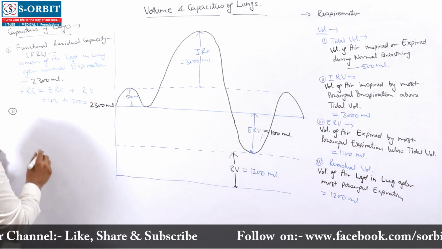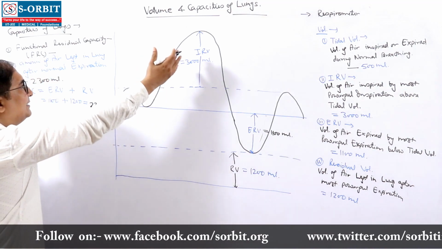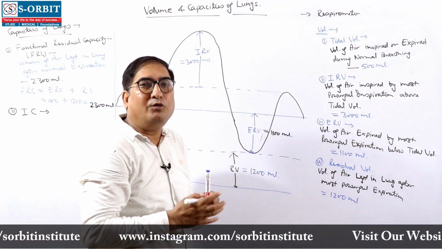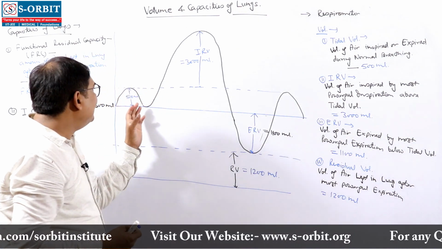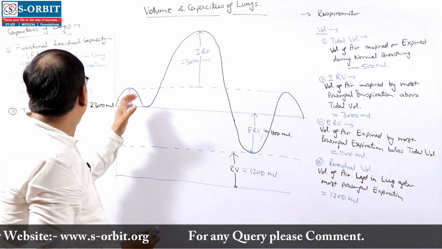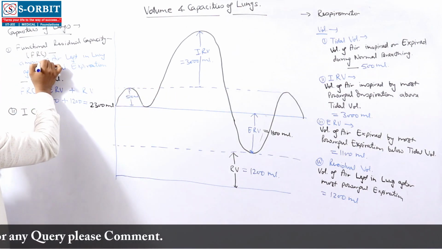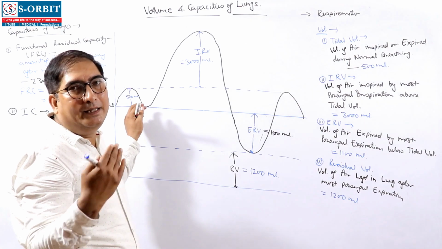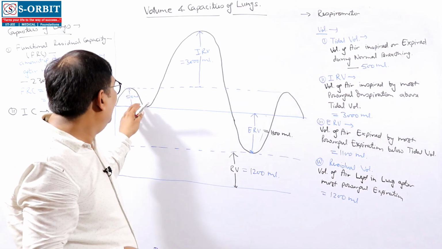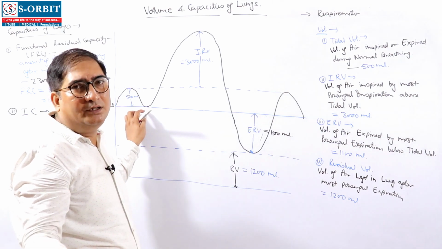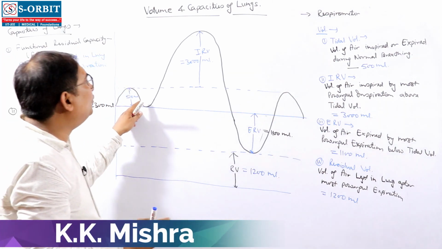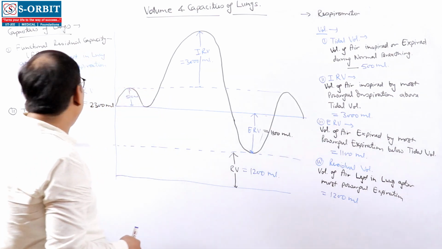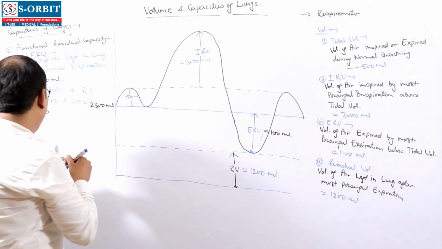Now the second group is inspiratory capacity, IC. What is our inspiratory capacity? It is the amount of air that could be taken by most powerful inspiration after normal expiration. After normal expiration, whatever amount of air we could take in is our inspiratory capacity.